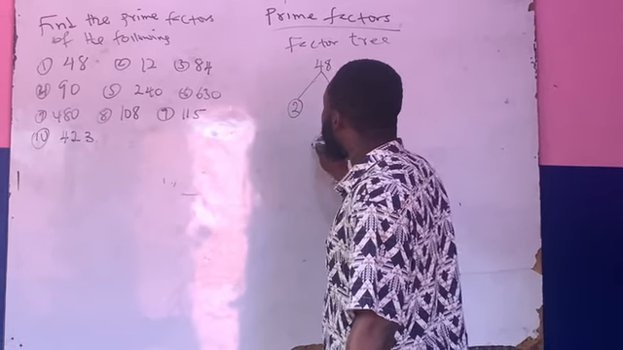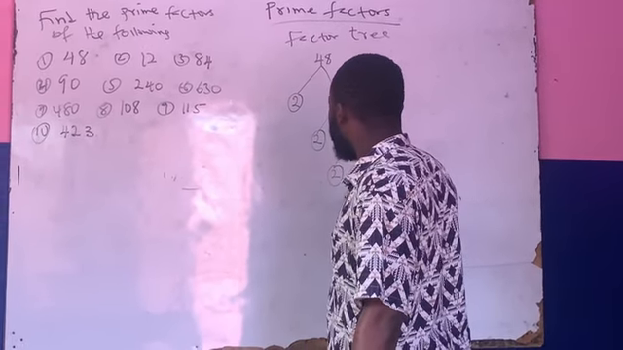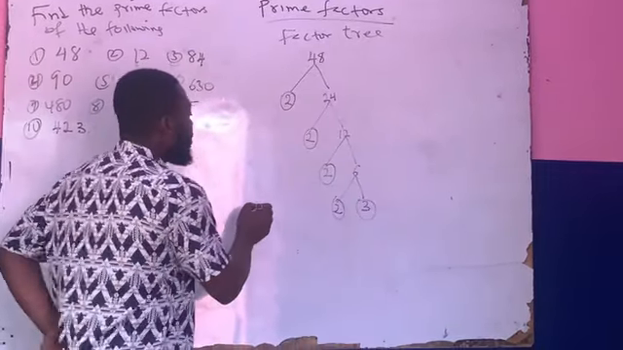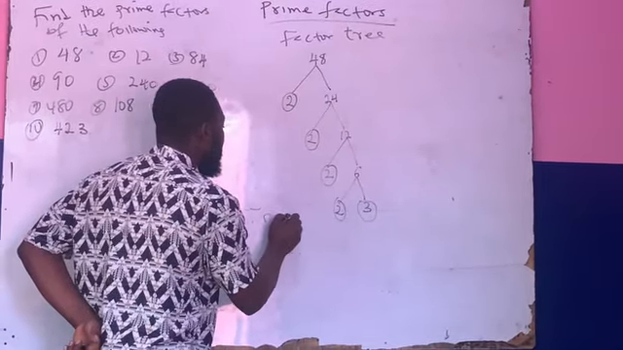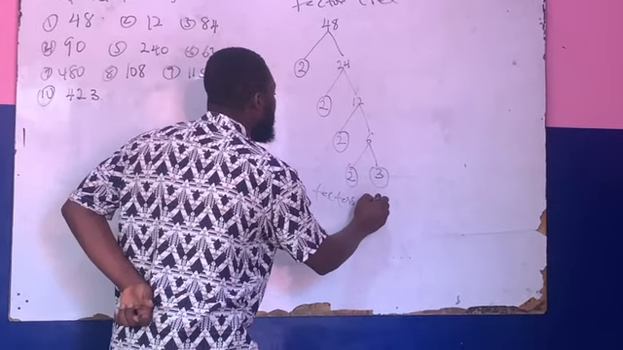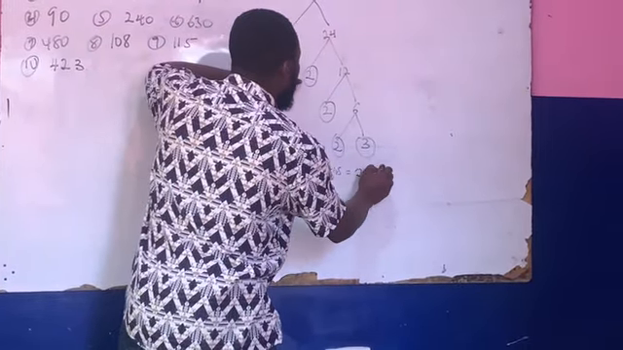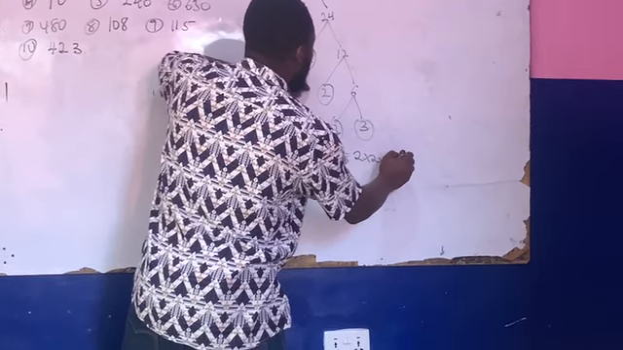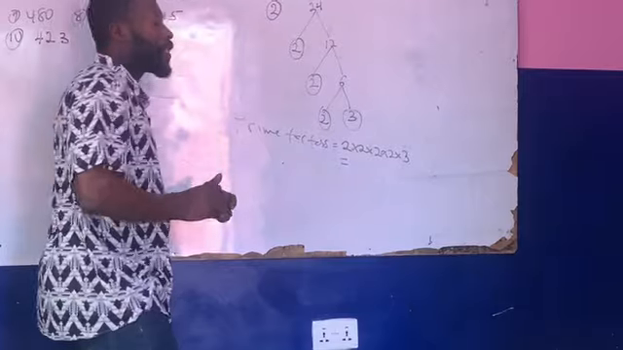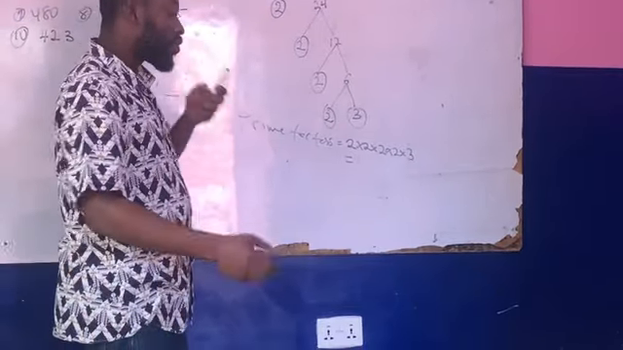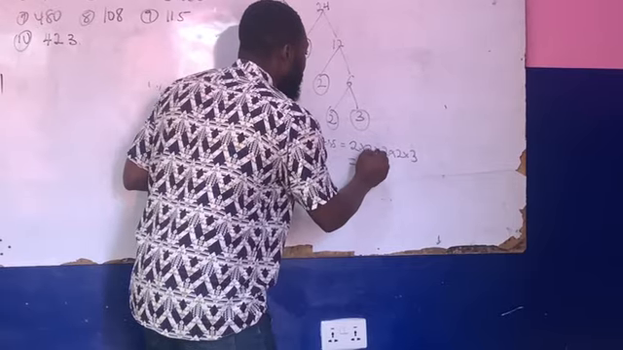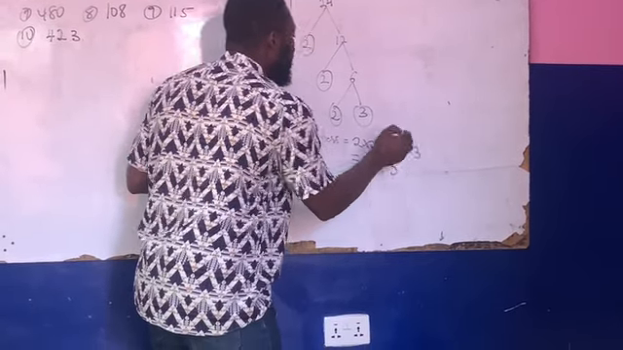So we realize that we circle only the what? The prime numbers. So our prime factors are going to be 2 times 2 times 2 times 2 times 3. And then we look at how many times we multiply the 2 by itself. 1, 2, 3, 4. So that is 2 exponent 4 times 3.